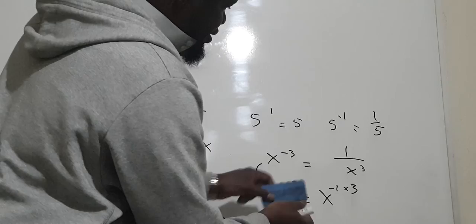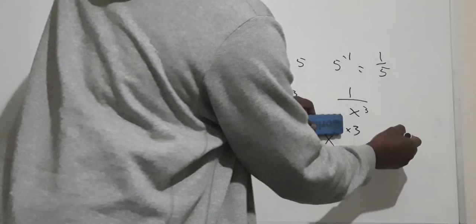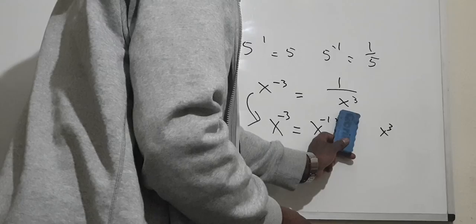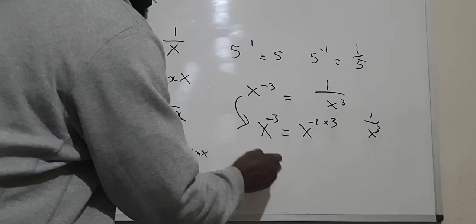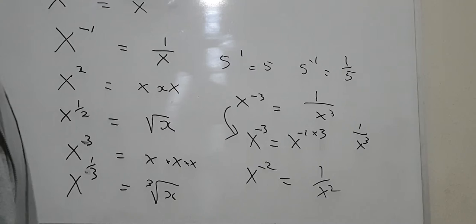If you cover the minus 1, what you are left with is x to the power 3. If you cover the 3, you have minus 1, you have 1 over x. This is how you analyze it. So x to the power minus 3 is 1 over x cubed. Same thing if you say x to the power minus 2, it means 1 over x squared, and so on.